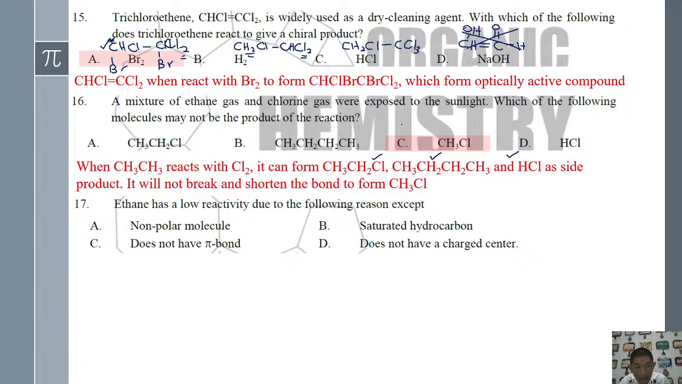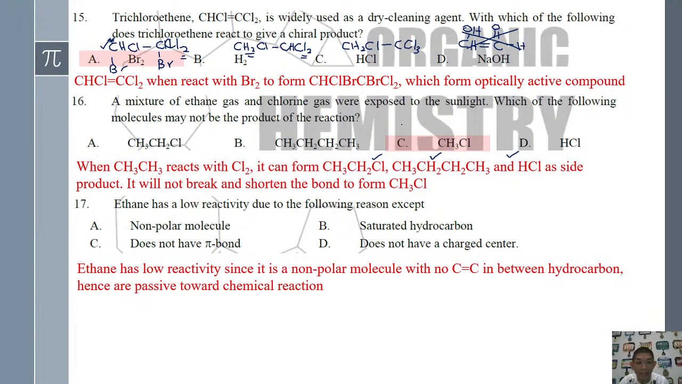And then number 17, ethane has low reactivity due to the following reason except. So ethane has low reactivity since it is a non-polar molecule with no C double bond C between carbon, hence it is passive towards the reaction. So in here, it is because of non-polar, correct? And it is because it is a saturated product, correct? It does not have a pi electron, and the statement that says it does not have a charge center, does not have a charge.